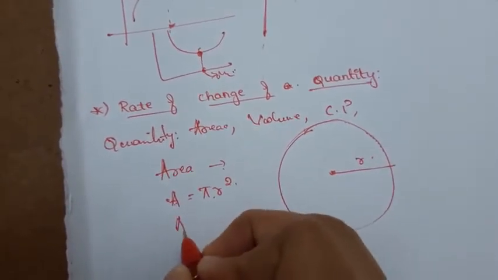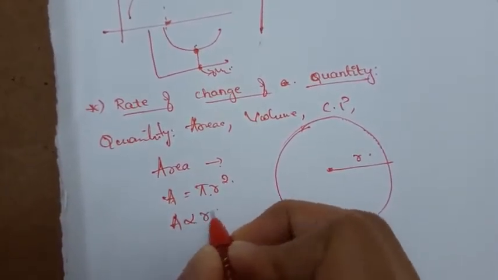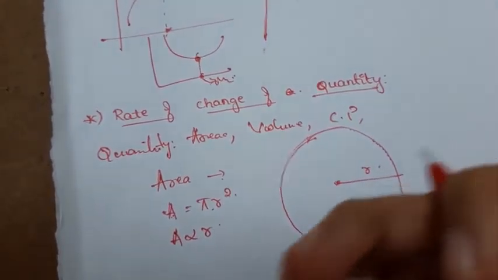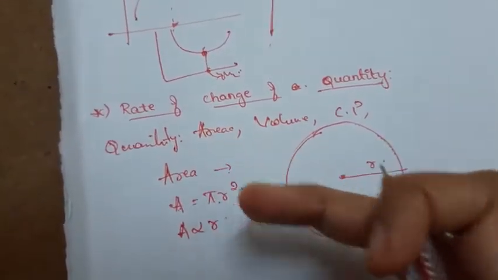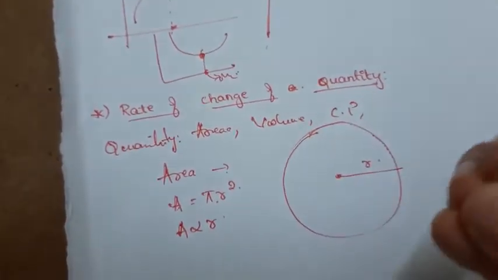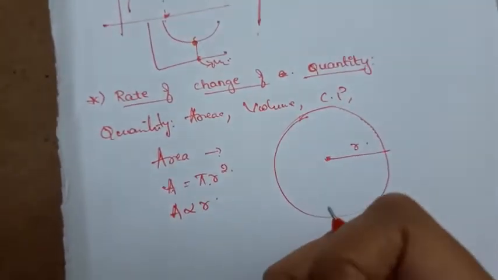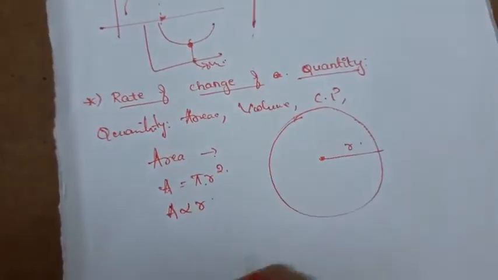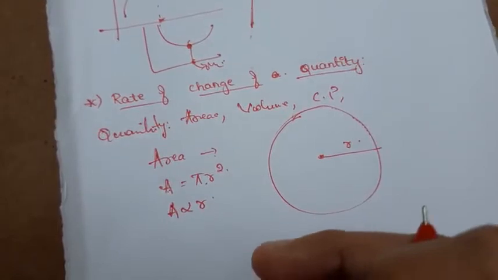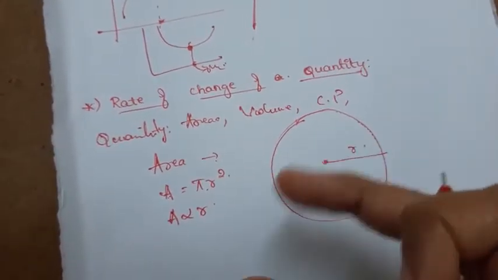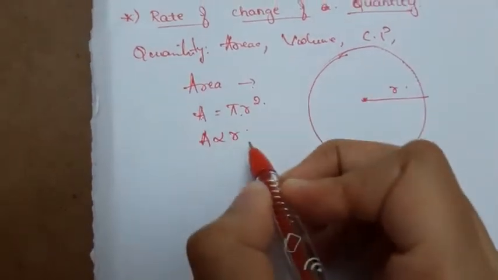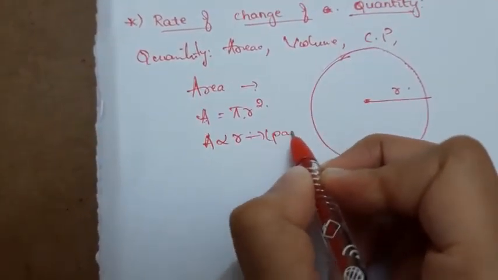So clearly the area depends on the radius of the circle. As the radius changes, the area also changes. As the radius increases, the area increases, and as the radius decreases, the area also decreases. That is the area of a circle. So clearly area is directly related to the radius. As the radius changes, the area is also going to change here. So here r is a parameter.